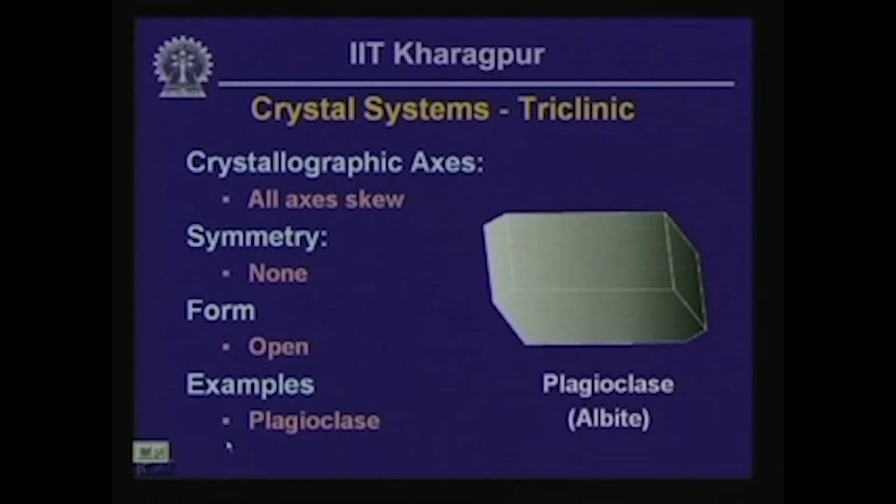Finally, we have got a triclinic crystal system, and the meaning of the name is again very obvious. All the axes in this case are going to be skew, and here you won't have any symmetry, there will be no symmetry. The form in this case is going to be open, and one of the examples is plagioclase or albite, and a schematic of an albite crystal is shown on the right side of this particular slide.